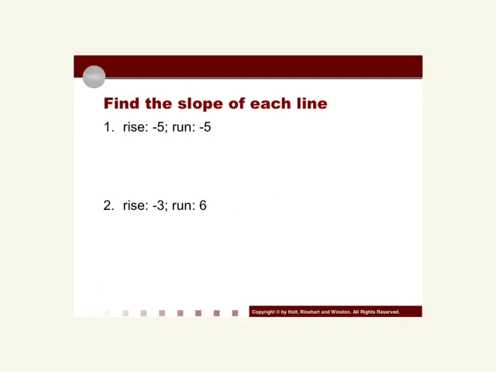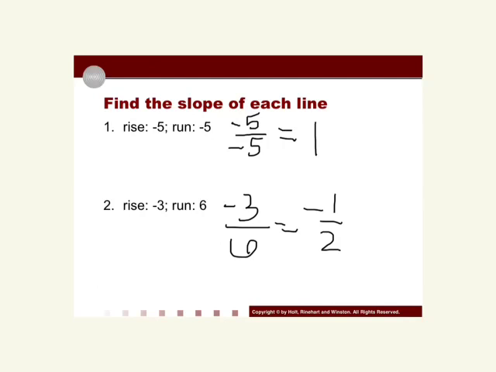So now you try these ones. A -5 over a -5, which equals 1. So that's a positive slope of 1. Now this one, our rise is -3, our run is 6, which equals -1/2. So we would have a negative slope. Now every time you have a fraction and your ratio can be simplified, do simplify them. Do not simplify them if you can't.